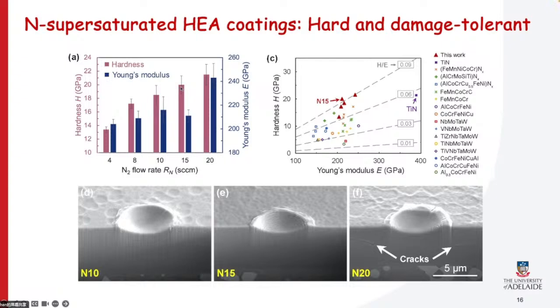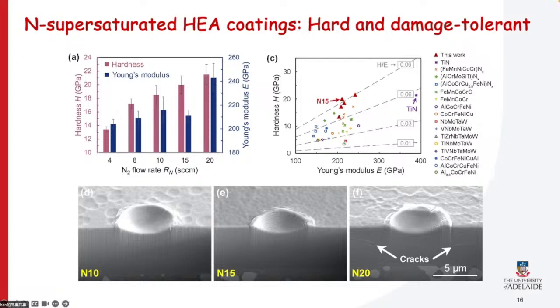As we can see, this hardness is around 20. We know the hardness of titanium nitride is around 20. So it's not yet nitride. This N15 is still a metal coating, but its hardness is comparable to ceramics. And at the same time, it didn't show any cracks. It showed large plasticity. We know that titanium nitride is quite brittle, right? So that means this one is not only strong, but also tough.